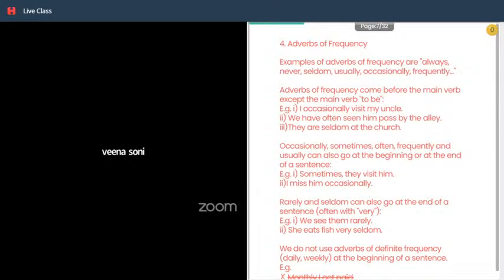So I hope we are paying some attention in the class to what is happening. We are here talking about different kinds of adverbs coming in different places.